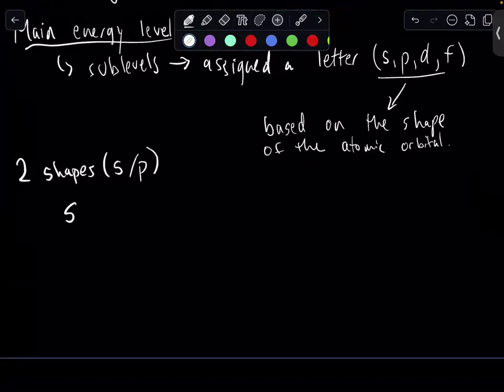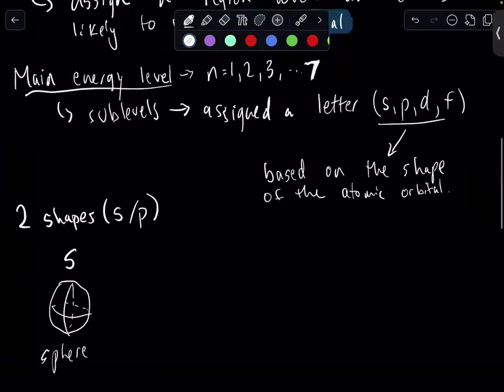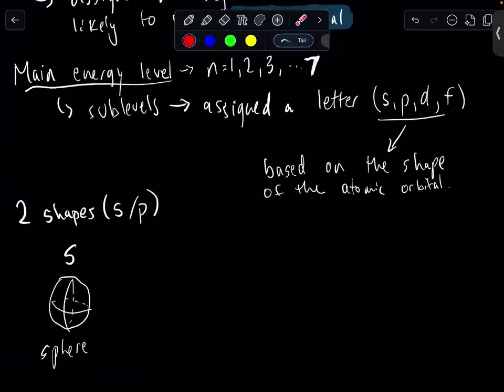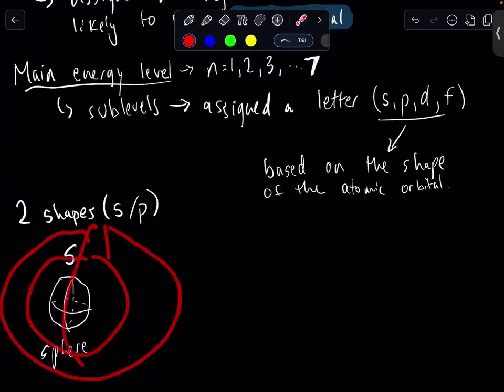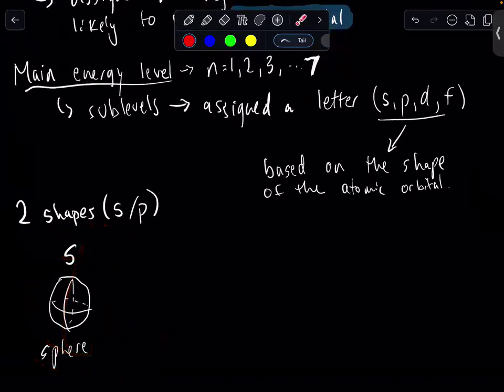So let's start with the S orbital. The S orbital is really simple. It is a sphere. The S orbital in the first energy level is a sphere. The S orbital in the second energy level is a bigger sphere. Third energy level, a bigger sphere. So S orbitals are the simplest and also the lowest energy orbitals of the sublevels.